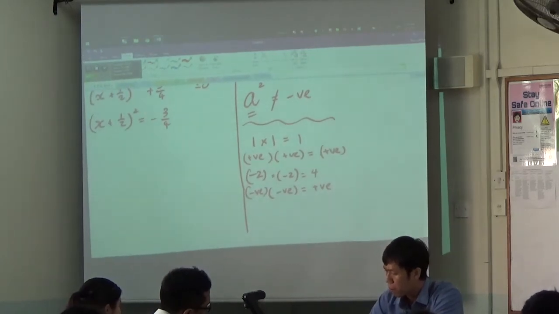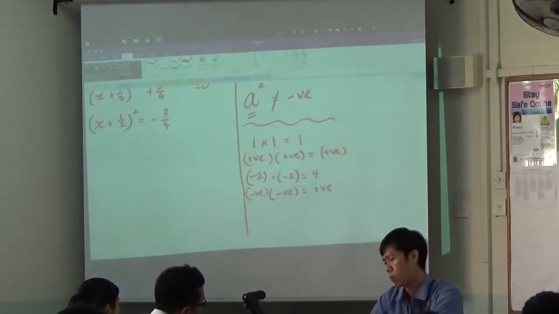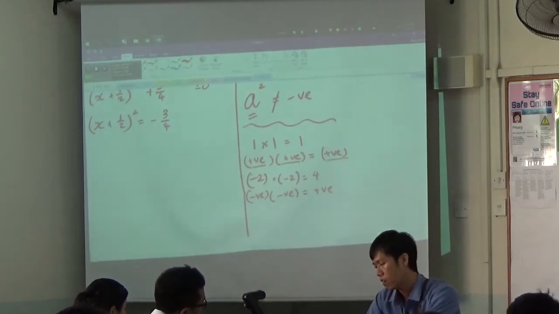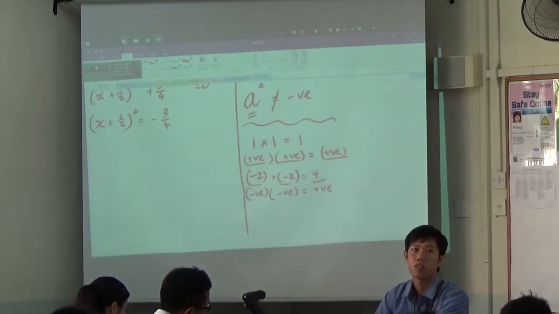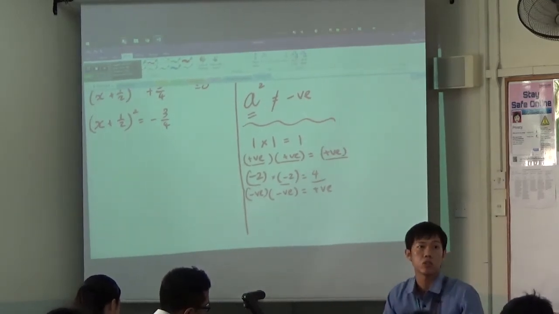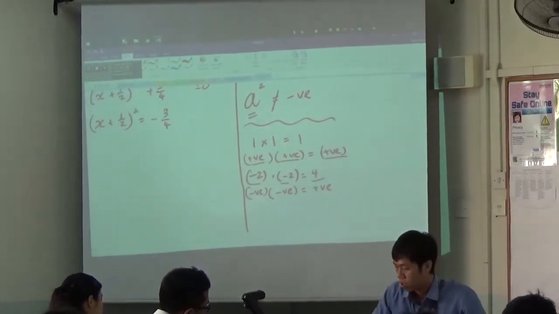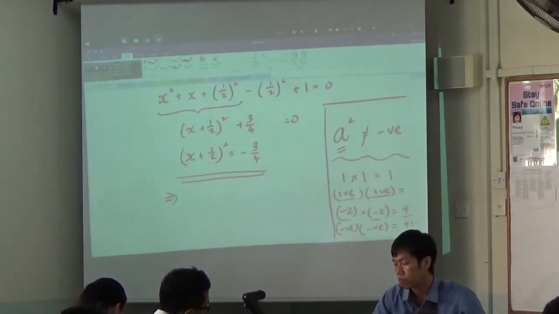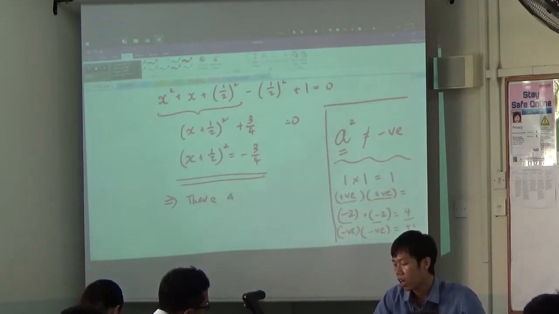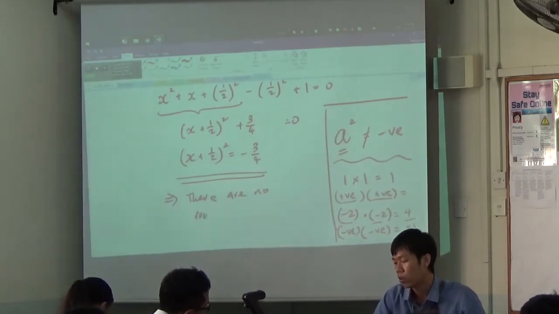No, there isn't such a possibility, right? A could be positive. Positive times positive gives me positive. A could be negative. Negative times negative gives me positive again. There's no way we're going to square something to get a negative value. Therefore, over here, we're going to conclude that there are no real solutions.